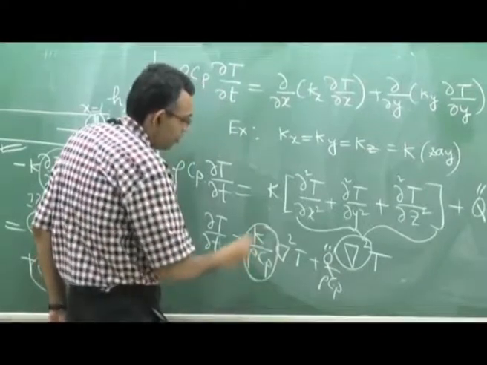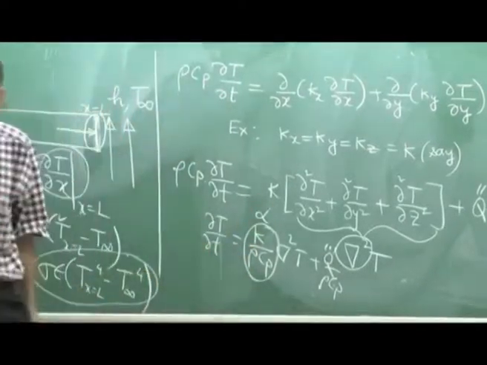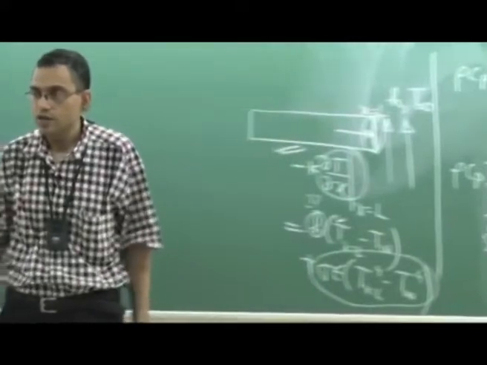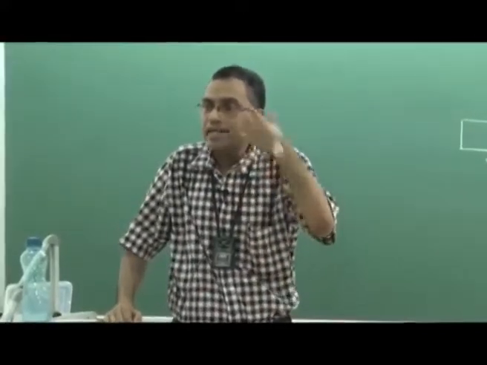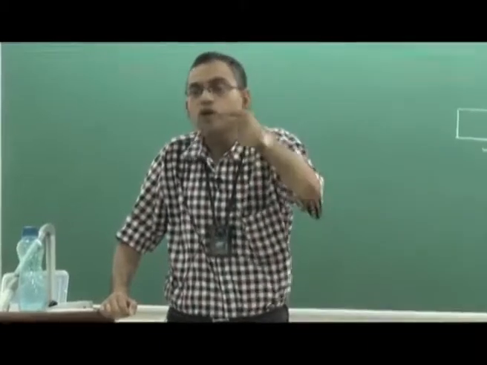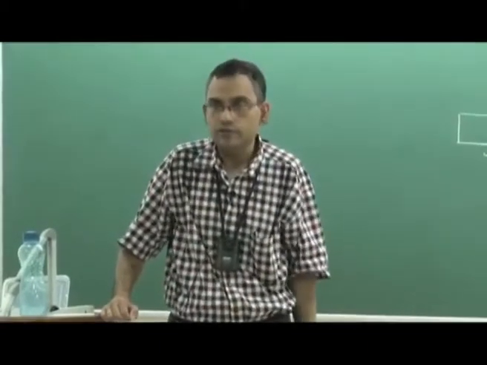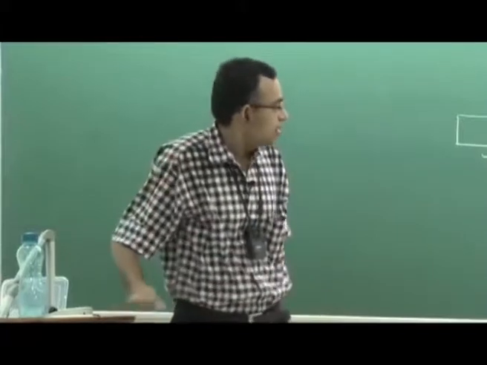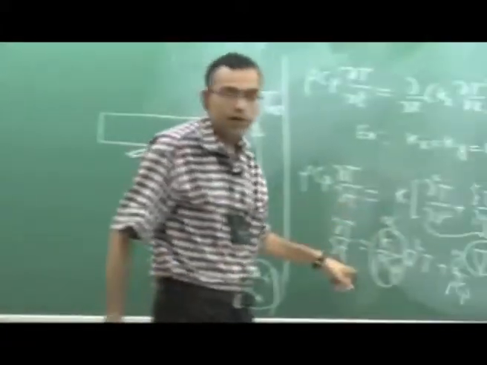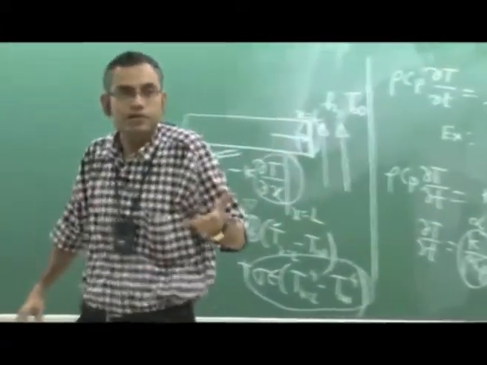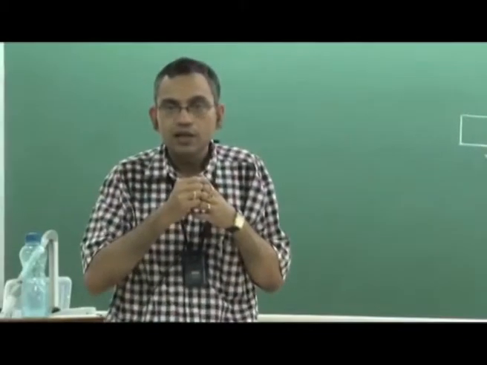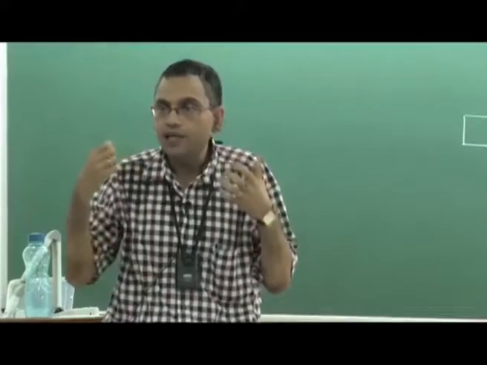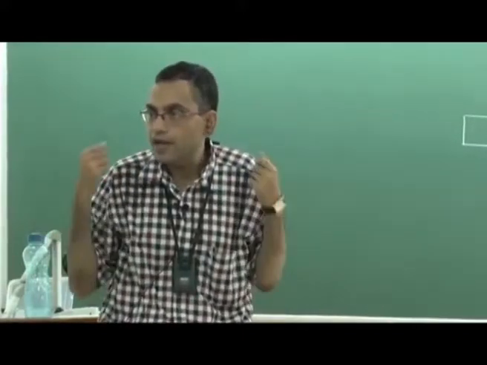This is what is alpha, the thermal diffusivity. As I told you, the value of k itself is not that important, but k by rho Cp is more important. From mathematics it follows in this way, but how do you physically interpret it? What physical attribute does k represent?